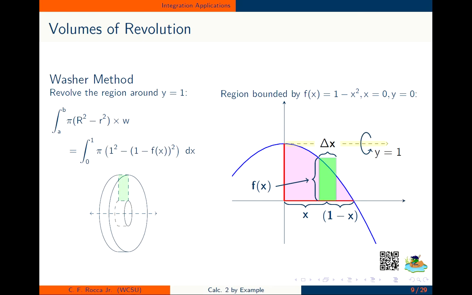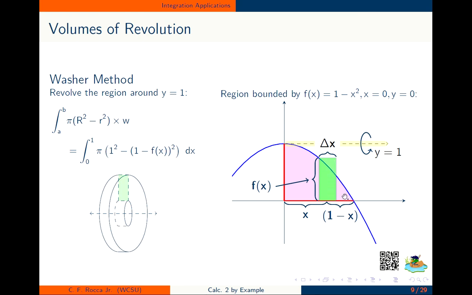In this next example, I'm going to be using something called the washer method. We're going to get a slightly different shape here if we revolve our region around the line y equals 1. Okay, but again, I'm going to focus on that rectangle. I'm going to focus on the rectangle that we looked at for Riemann sums and areas.